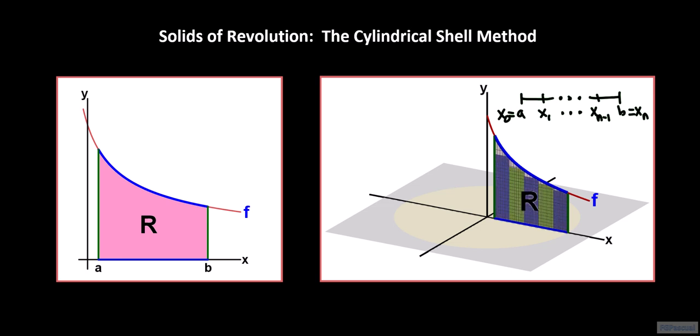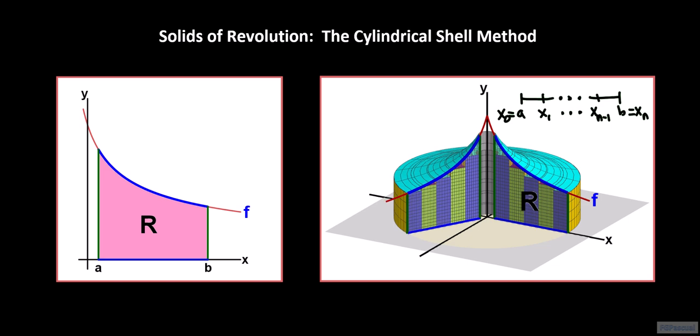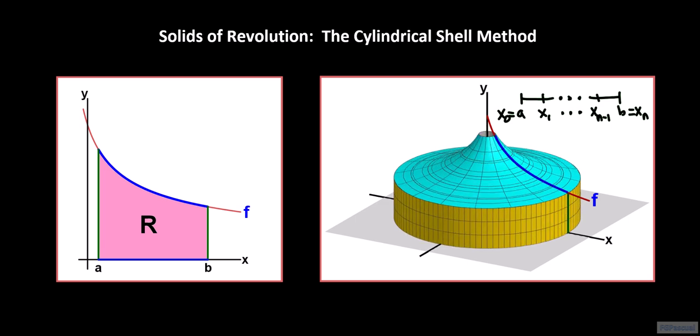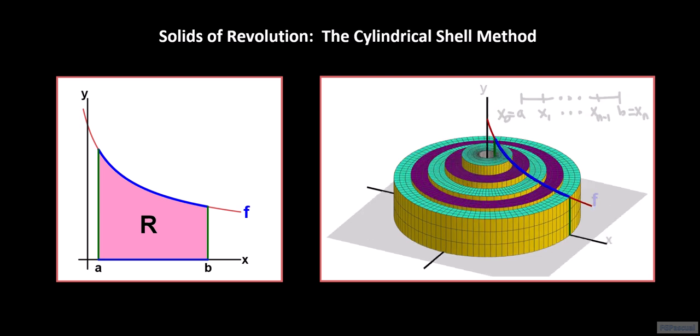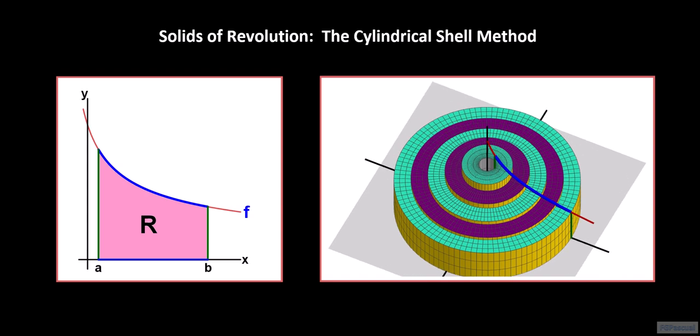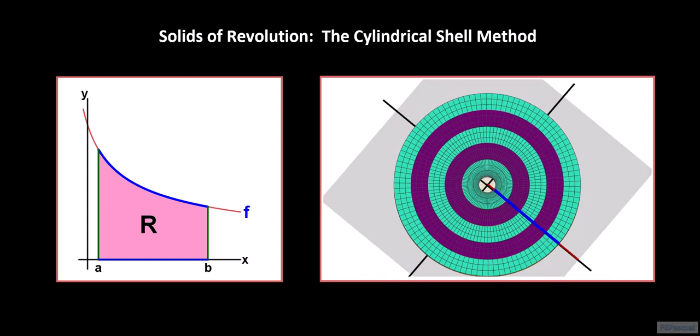We fit rectangles with horizontal tops within region R, exactly as how one would find a Riemann sum approximation for the area of region R. But instead of the area of each rectangle, we find the volume of the circular solid generated by each rectangle as it rotates around the y-axis. Each rectangle generates a circular solid called a cylindrical shell. The upper surface of each cylindrical shell is a circular ring called an annulus.